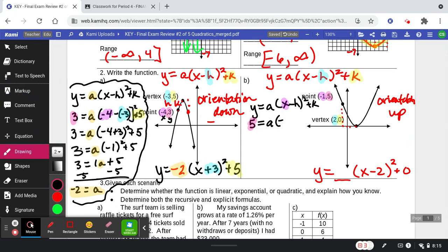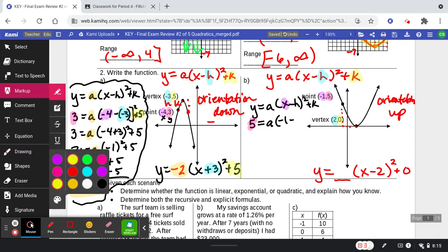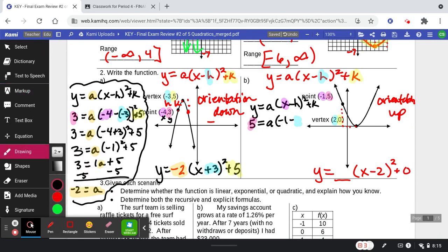So I'm going to write negative 1 minus. My H is right here, that blue 2, squared. And then my K is just 0. I don't even need that. So 5 equals A times negative 3 squared. Do you see how that happened? Plus 0 can be left off. So 5 equals 3 times 3 is 9, so 5 equals 9A, and A equals 5/9.